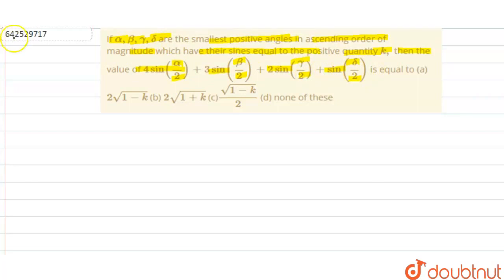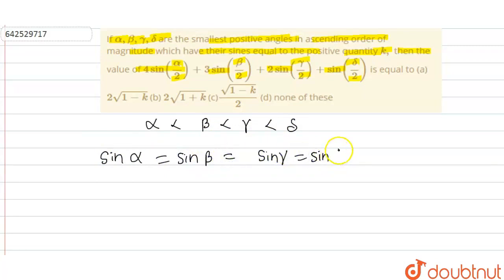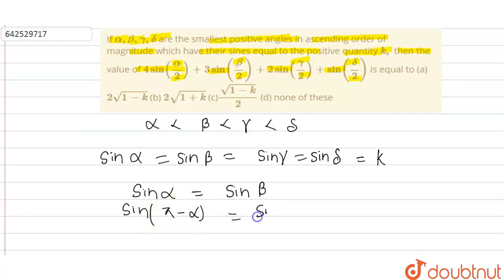Alright, let's solve it. First of all, it is given that alpha is less than beta, less than gamma, less than delta. One more thing is given, that the sines of the angles alpha, beta, gamma and delta are all equal to k. This is the quantity given. Now we can take one by one. Sine alpha is equal to sine beta. Since alpha is less than beta, we can write sin alpha as sin of pi minus alpha, because sin of pi minus theta is in the second quadrant, so again it will be sin theta itself, sin beta. So from this we can say beta is equal to pi minus alpha. Mark it as equation 1.